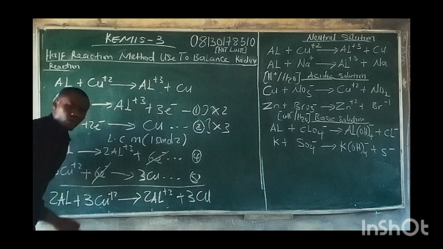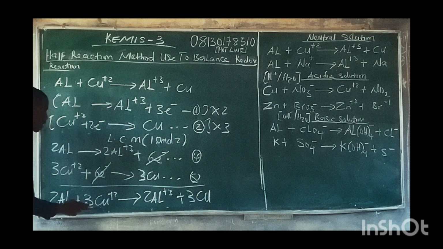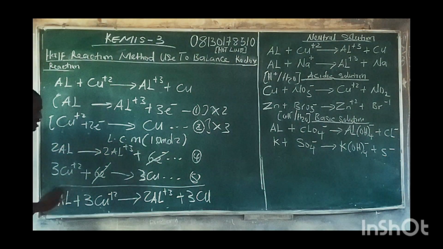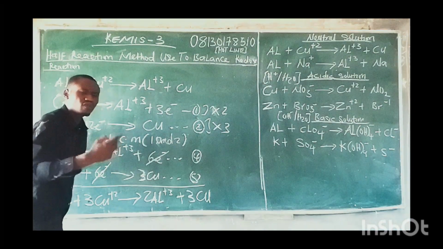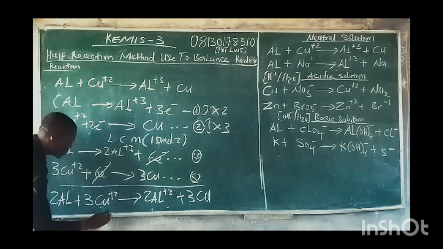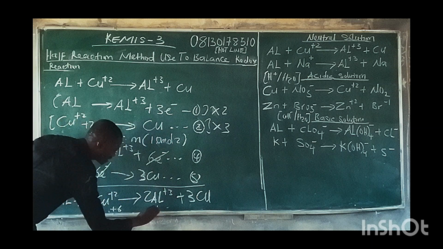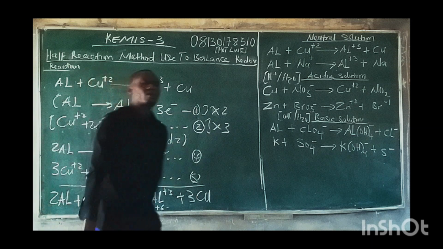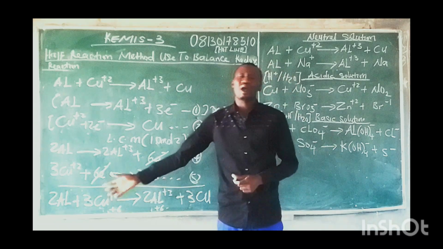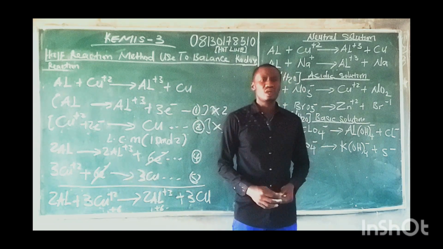Now let's check whether the equation is balanced. 2 aluminium, 2 aluminium, that's good. 3 copper, 3 copper, that's good for copper also. But let's check the charges, because the first one is not balanced. 3 times 2, that is the plus 6 charge. 2 times 3, that is the plus 6 charge. You can see that the atoms of elements are balanced and the ions are also balanced in this redox equation.